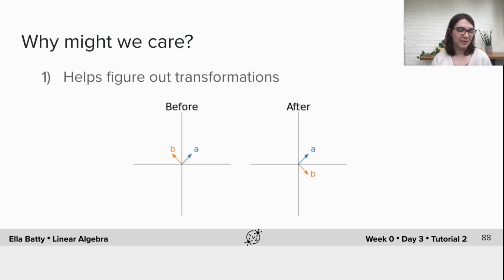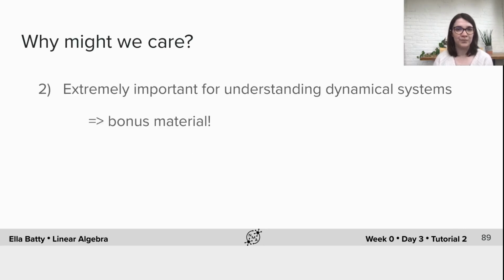The first reason we care is that eigenvectors are a really good way of figuring out what the transformation is that's happening. And you'll see that in the exercise you're about to do. A second reason we might care is that eigenvectors and eigenvalues are extremely important for understanding dynamical systems. You'll see this later in the course when we talk about linear dynamical systems. But there's also a bonus tutorial for this day where you will be looking at a discrete dynamical system and how the eigenvectors can inform you as to what's happening.